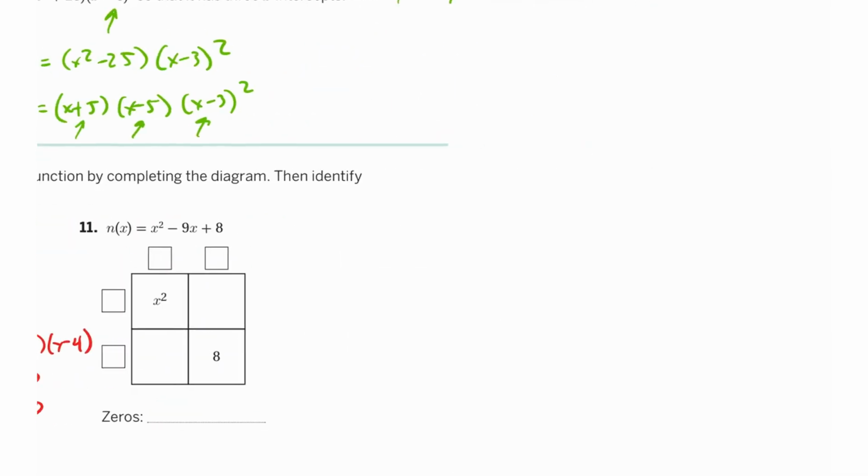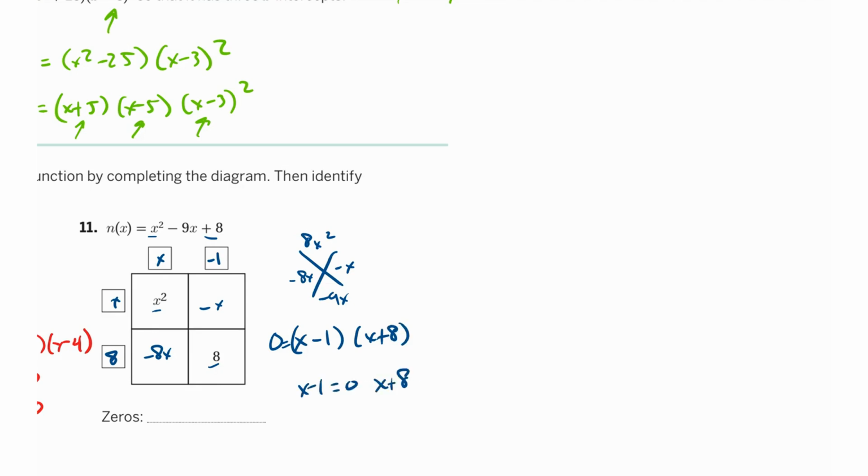All right, number 11, same idea here. First term, first box, last term, last box, middle term of negative 9x. Those 2 pieces have to multiply to 8x squared. So that would be negative 8x and negative x, which means that this has to be negative 1, this has to be 8. And using the 0 product property, x minus 1 equals 0, x plus 8 equals 0. I get my solutions of positive 1 and negative 8.